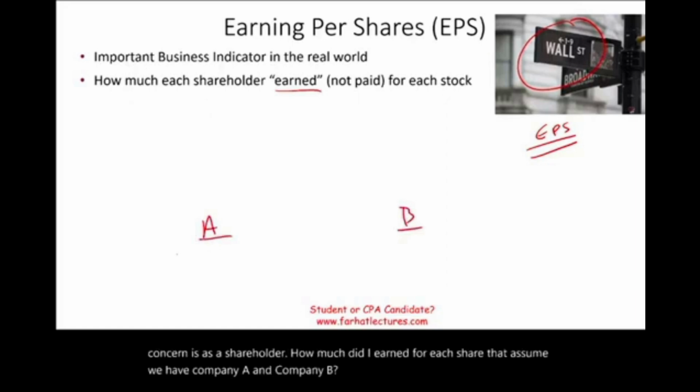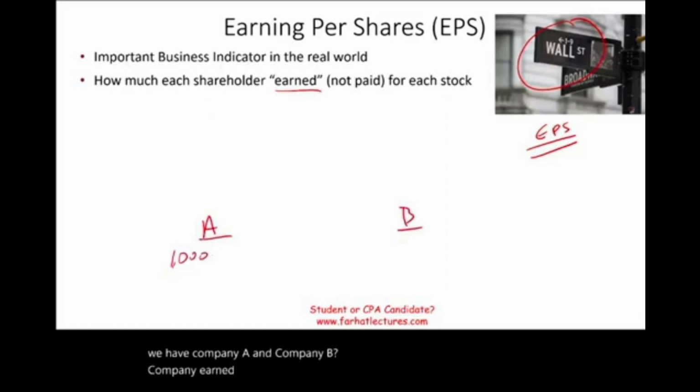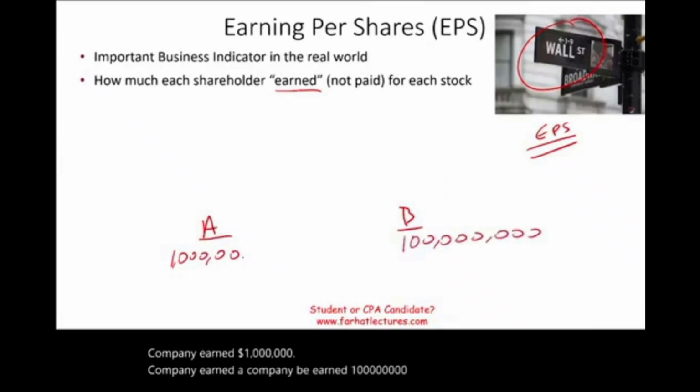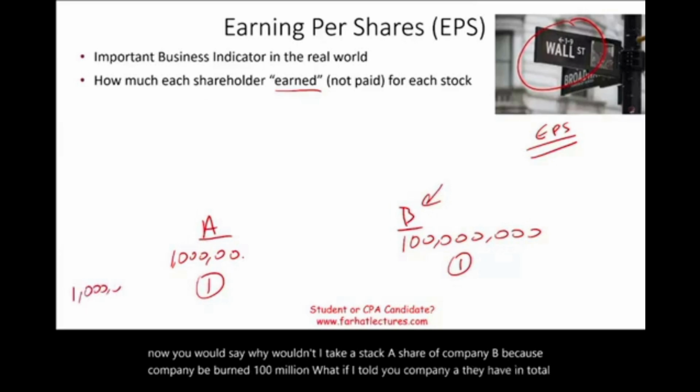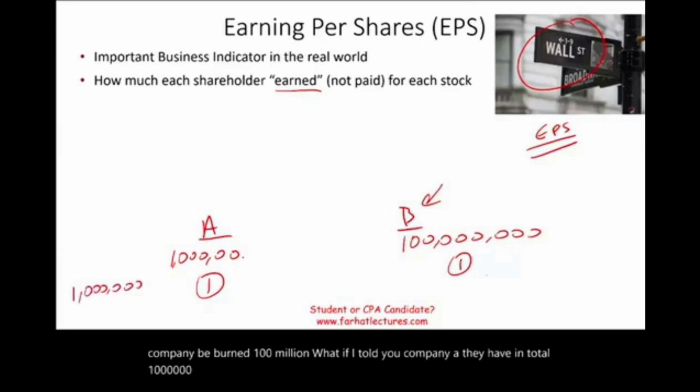Company A earned $1 million. Company B earned $100 million. If I ask you, would you like one share of company A, or one share of company B? Well, for now, it's $1 million. What if I told you company A has in total 1 million shares, and company B has in total 200 million shares? Now, here's what's going to happen.